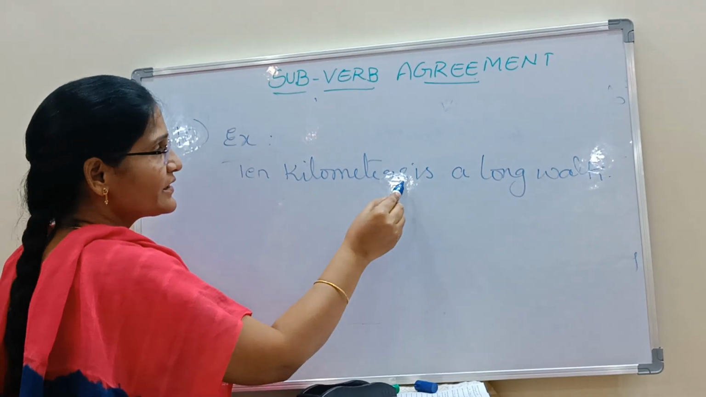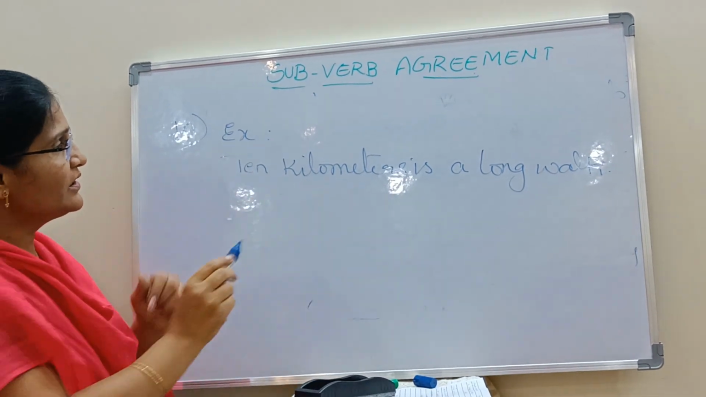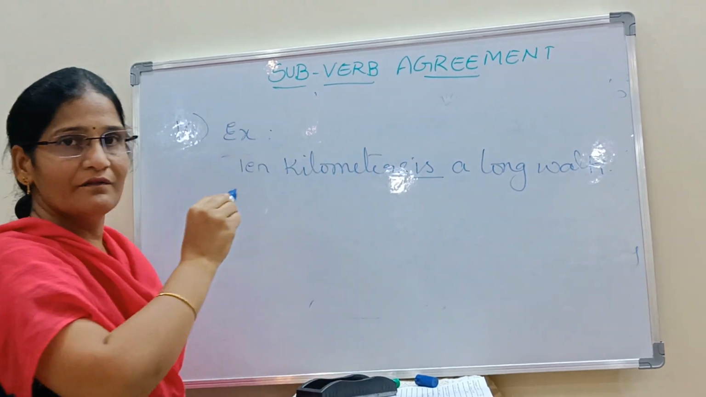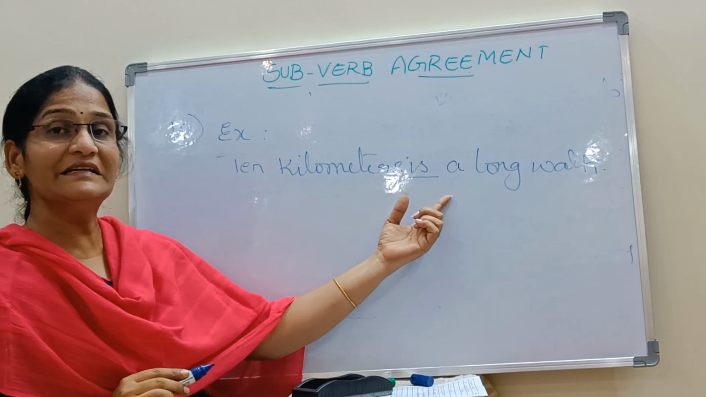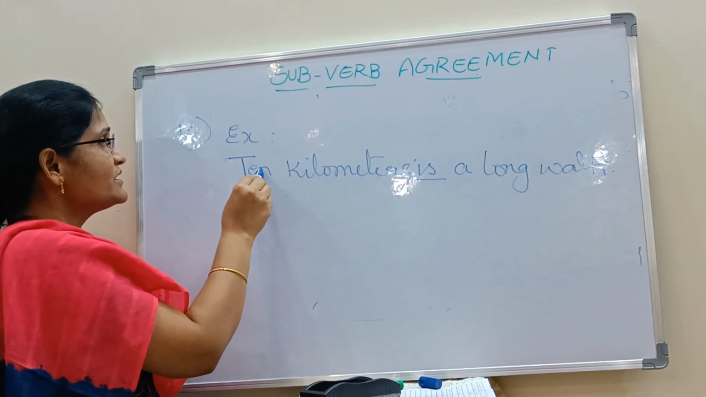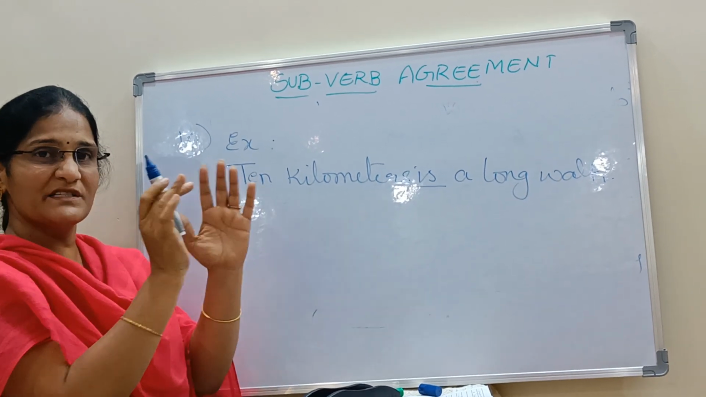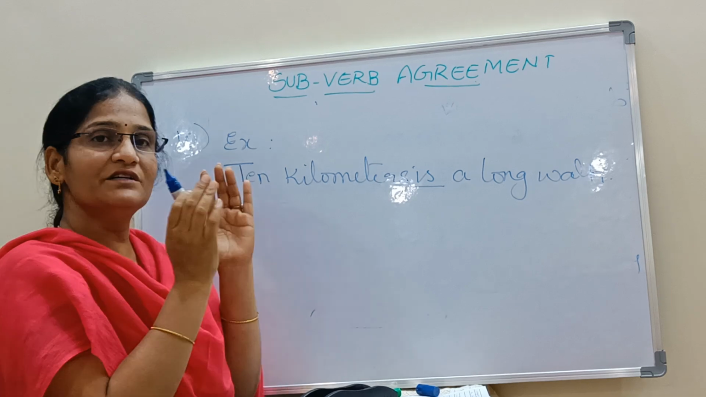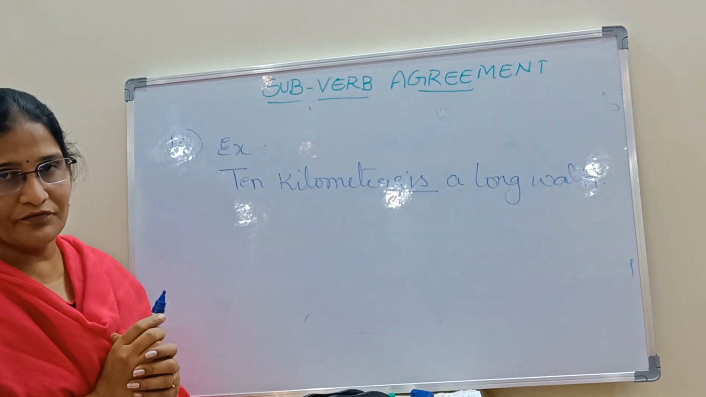Kilometers, look here, is plural. So thinking this is a plural noun, we might use the plural verb. No, it's not right. 10 kilometers is a long walk, because a specific quantity is mentioned. Whenever a specific quantity like 10 is mentioned, it is considered singular, and we have to use the singular verb itself.